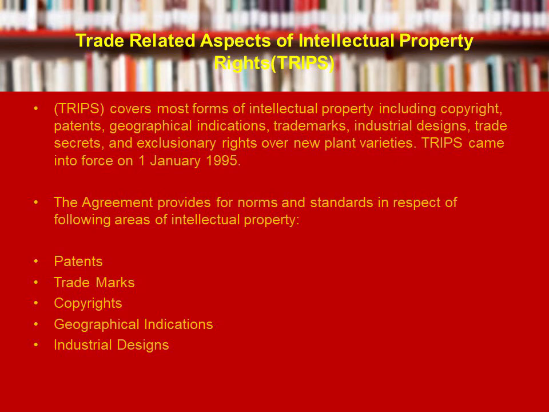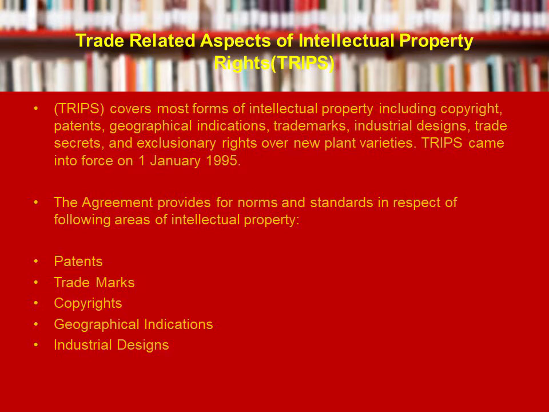Trade-related aspects of intellectual property rights. TRIPS covers most forms of intellectual property, including copyright, patents, geographical indications, trademarks, industrial designs, trade secrets, and exclusionary rights over new plant varieties. TRIPS came into force on 1 January 1995.